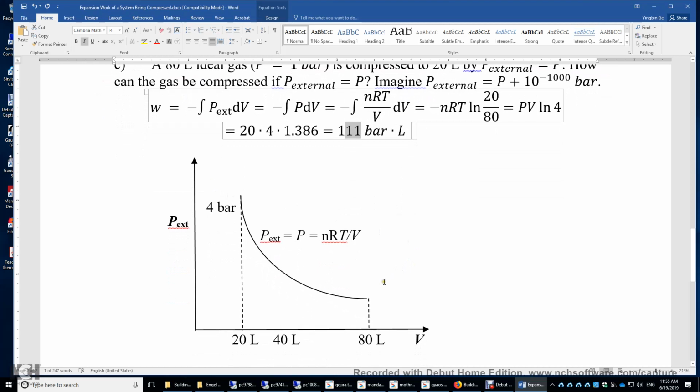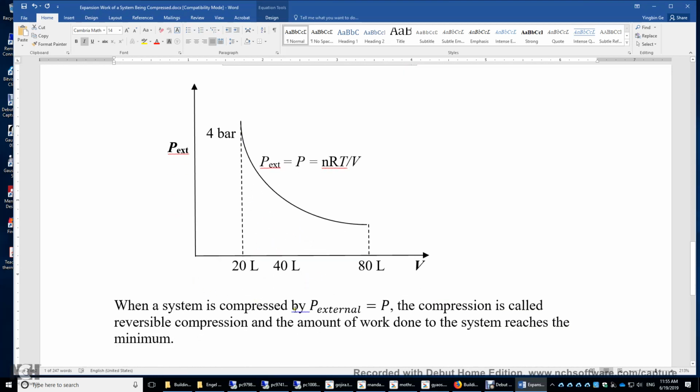And then we can visualize this amount of work. We go from here, 20 liters, 80 liters and 1 bar. That's the initial condition. We compress the gas to 4 bars and 20 liters. This area under the reciprocal curve is the amount of work, 111 bar liter. When a system is compressed by an external pressure with the same value as the system pressure, the compression is called a reversible compression, and the amount of work done to the system reaches the minimum.